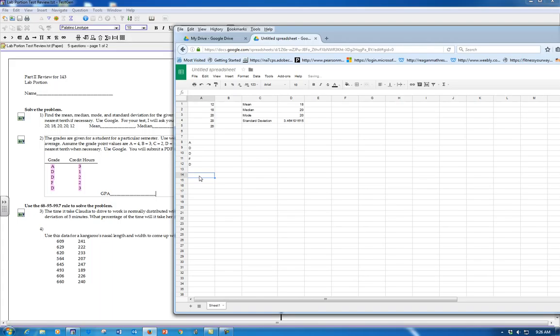Remember that the way the quality points work is that you get 4 for an A, 3 for a B, 2 for a C, 1 for a D, and 0 for an F. So when you go up here and you look at your credit hours that they give you in the problem, you received an A for 3 credit hours. An A is worth 4 points, so 4 times 3 is 12.